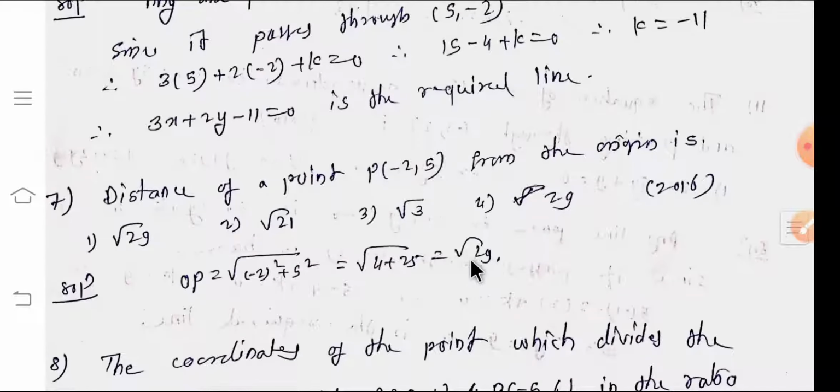A similar next example is, the distance of the point P of minus 2 comma 5 from the origin is root 29, root 21, root 3 and 29. So here we apply the distance formula from the origin. Distance formula OP is equal to square root of x square plus y square, that is OP equal to square root of minus 2 square plus 5 square, that is root of 4 plus 25, which is root 29. Therefore the first option is the right option.